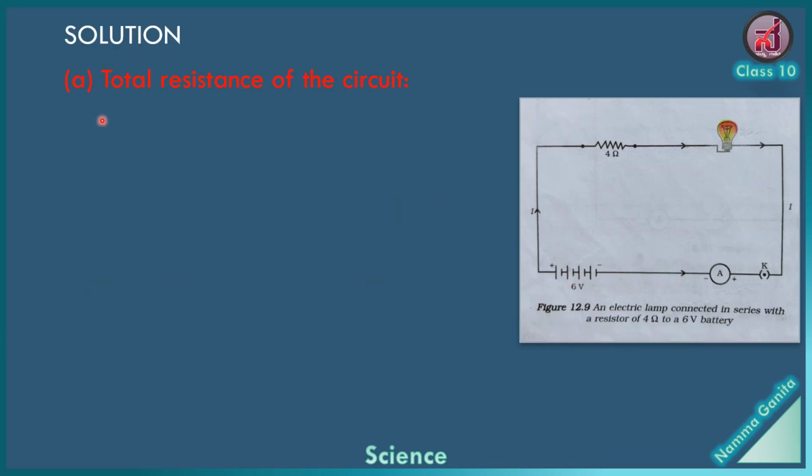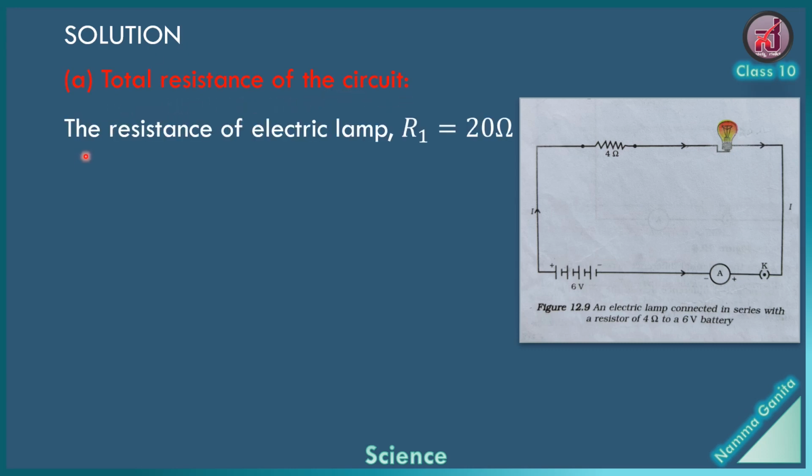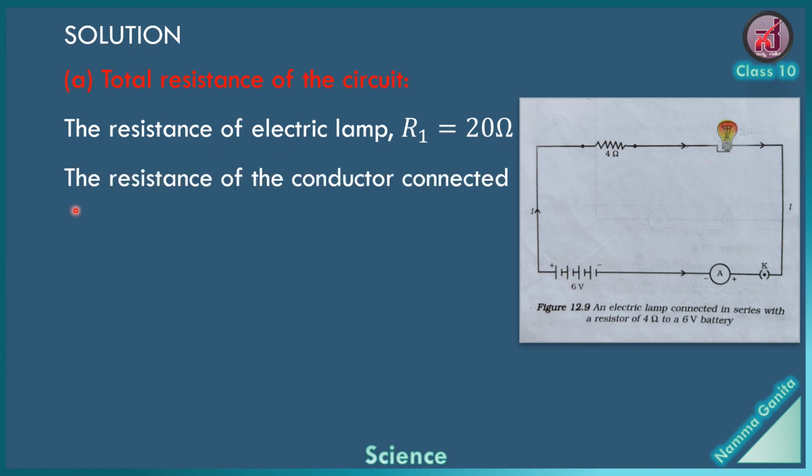Solution. We have to find total resistance of the circuit. Given the resistance of electric lamp R1 is equal to 20 ohm. The resistance of the conductor connected in series R2 is equal to 4 ohm.